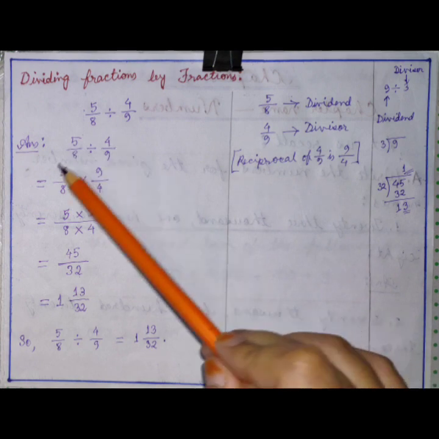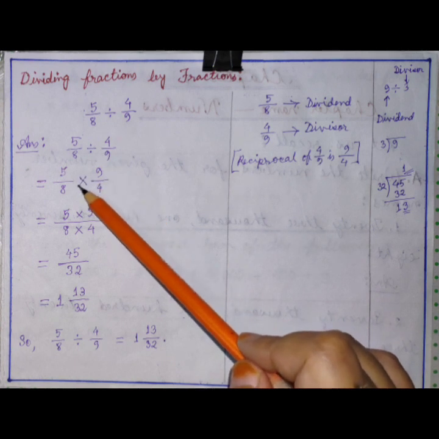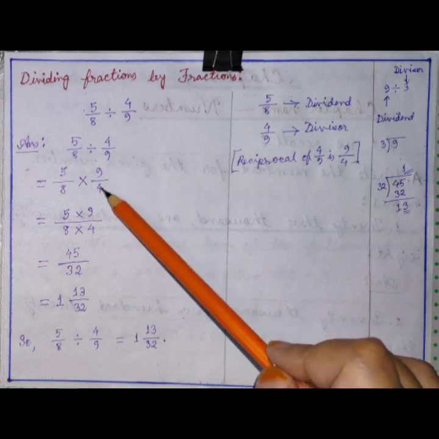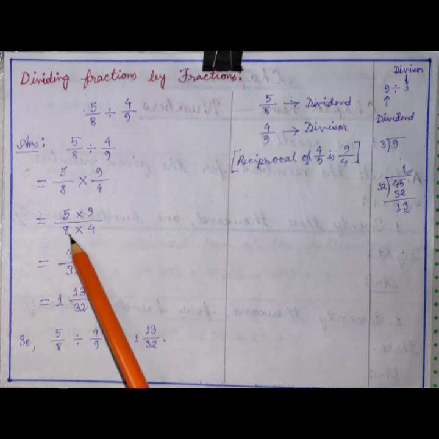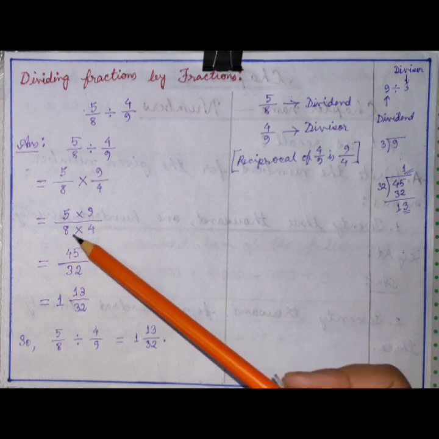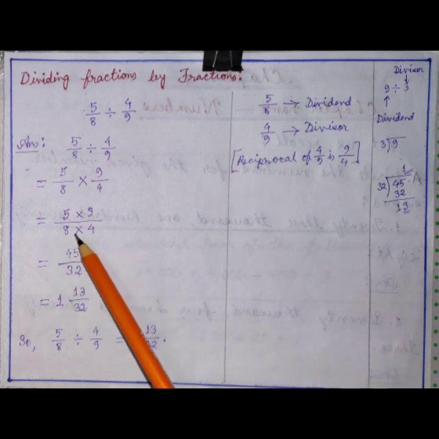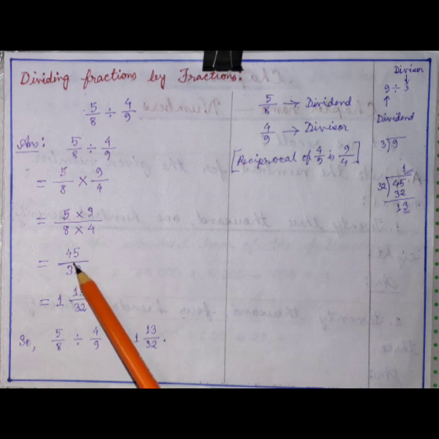That means the first fraction will be the same. Instead of the division sign, you write multiplication and the reciprocal of the second fraction. Then multiply the numerators and multiply the denominators. If the numerator and denominator have any common factor, then express them in the lowest form, okay? Or if not, then you will get a proper fraction or an improper fraction.